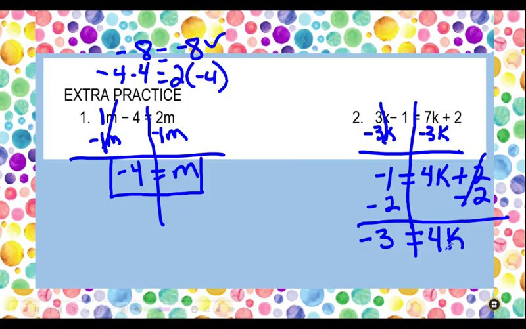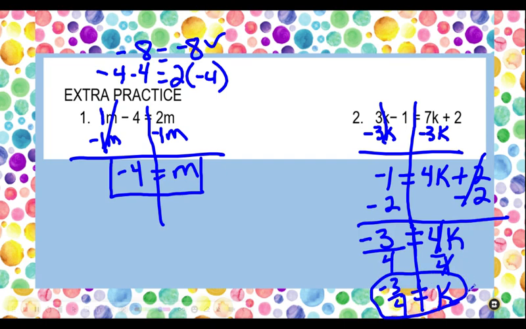How do I get k by itself? I need to divide by 4. The opposite of multiplying is dividing. So 4 divided by 4 is 1. K, which is what I want to be left with, equals negative 3/4. Great job.